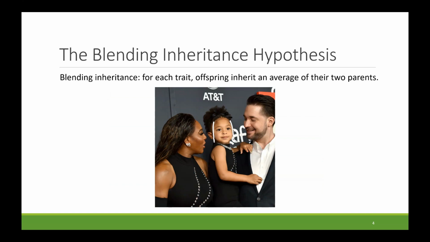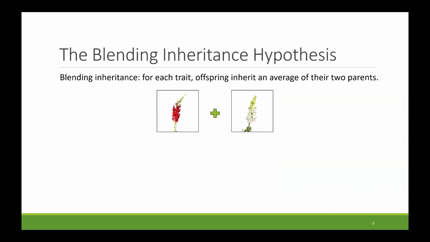So if one parent has darker skin and the other has lighter skin, their children will have a skin tone that's in the middle. One parent's tall and one parent is short, their children will be somewhere in the middle. And this hypothesis was proposed not just on the basis of looking at human characteristics, but characteristics in other organisms as well. For example, in snapdragon flowers, when a plant that has red flowers pollinates a separate plant that has white flowers, their offspring are pink, halfway between red and white.